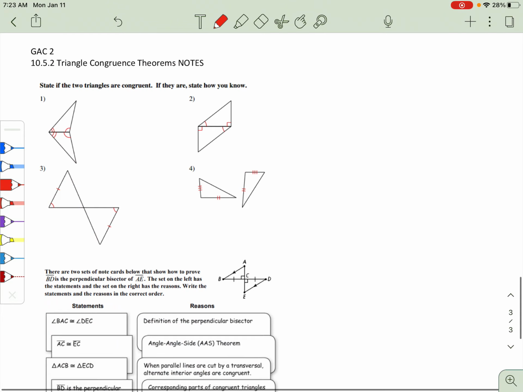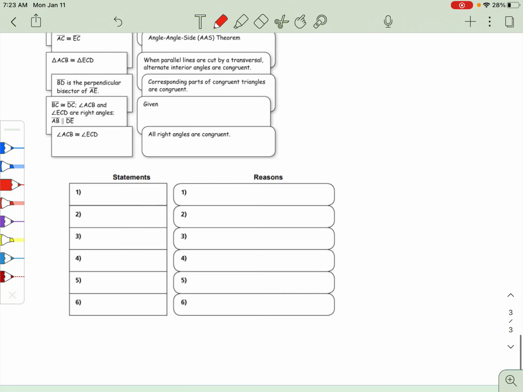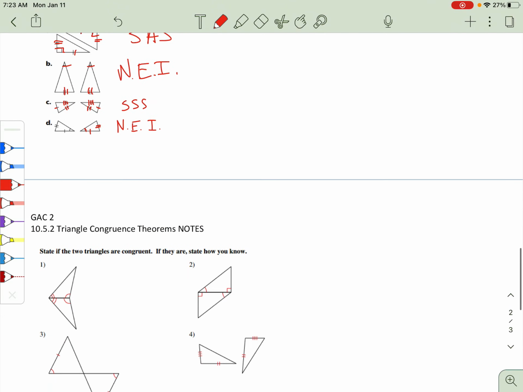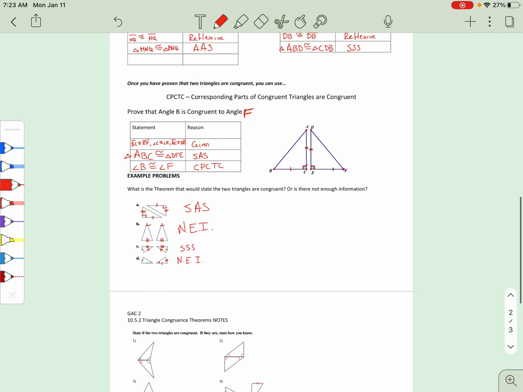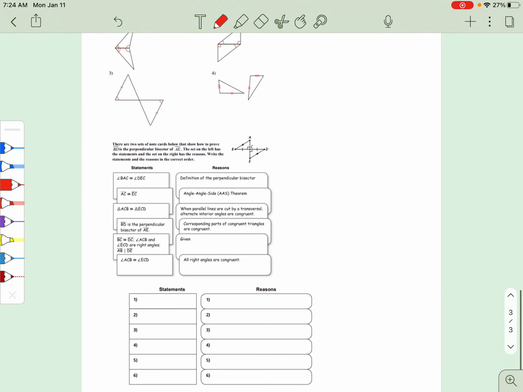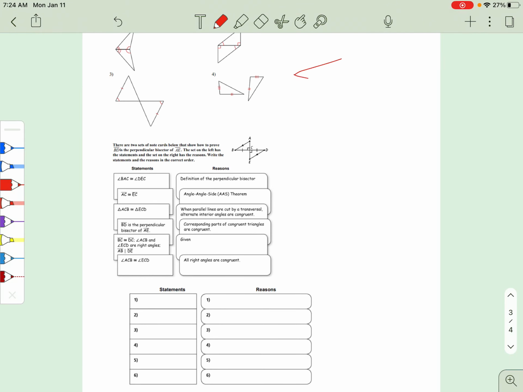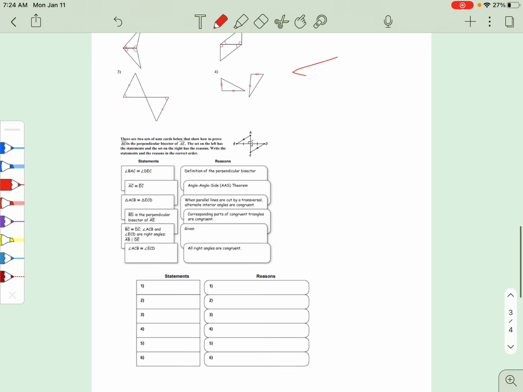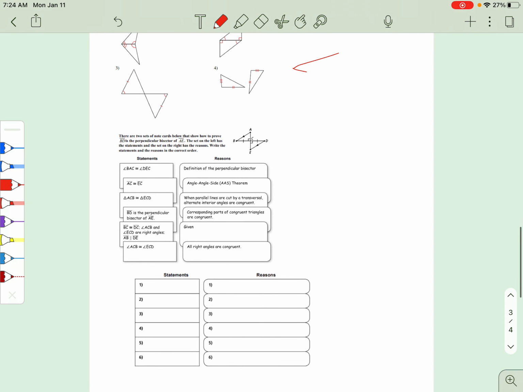All right, so your homework tonight is to complete these practice examples right here. I already did these ones for you. Shouldn't have. My bad. But your homework is going to be to complete these four examples, and then also to go ahead and put these statements and reasons down below. Okay.